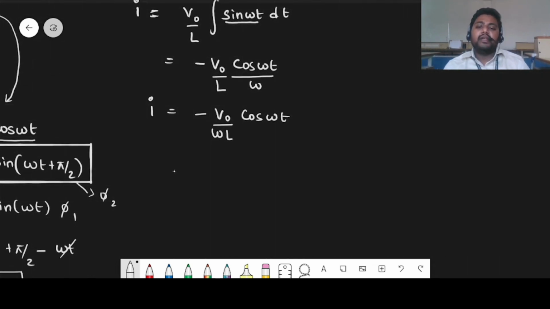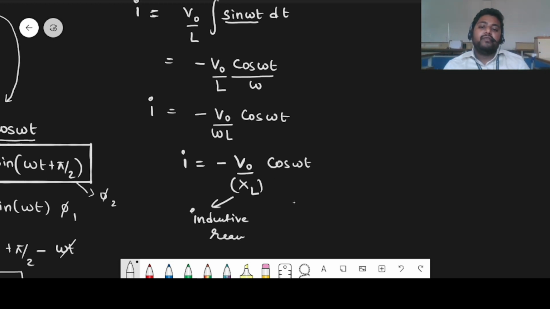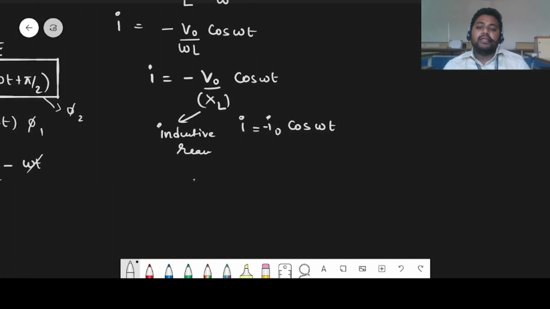Further, to bring it into the general form, we can write I is equal to minus of V naught divided by XL, where XL is the inductive reactance, into cos omega t. Further, you can write the same as I is equal to I naught cos omega t, with the negative sign still there, where I naught is nothing but V naught divided by XL.